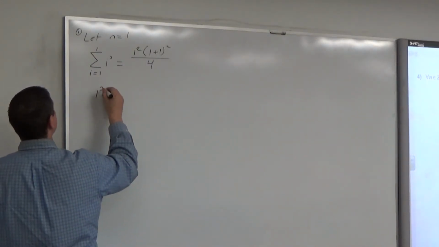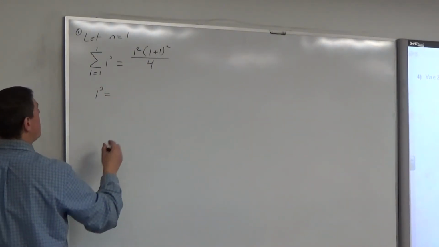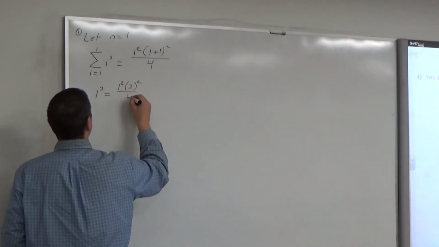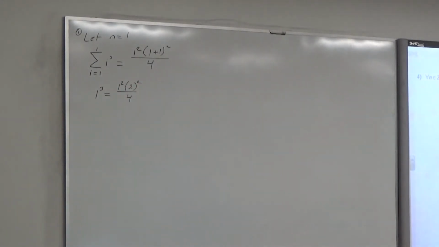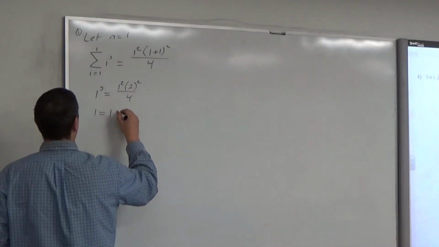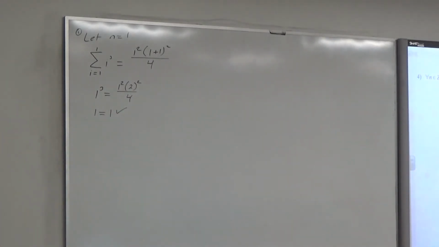So this just becomes 1 cubed is going to be equal to 1 squared times 2 squared over 4. And guys, doesn't it look like for this one, 1 does equal 1? I think that's fairly obvious. So 1 equals 1, and we're good with that.